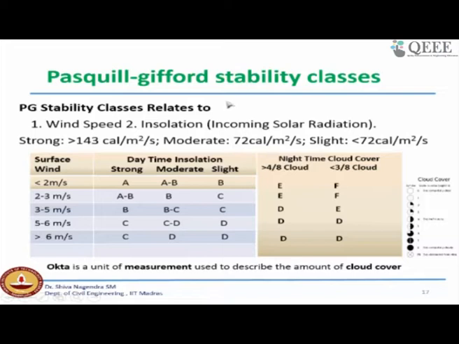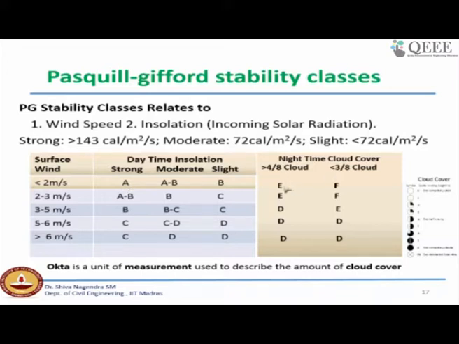Now, how do we determine the stability class? This is very important. You need three important parameters to determine the Pasquill stability class: wind speed, solar radiation, and cloud cover. If you look at the wind classifications, these columns give you the different stability classes. For example, if the measured wind speed is 2 meters per second and the incoming solar radiation is 143 calories per meter square per second, then you can identify that as stability class A.